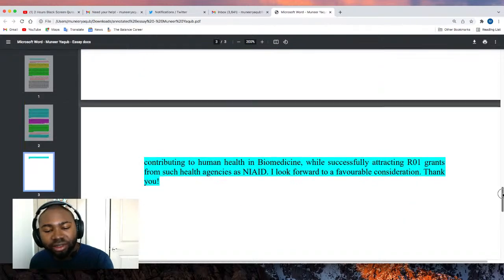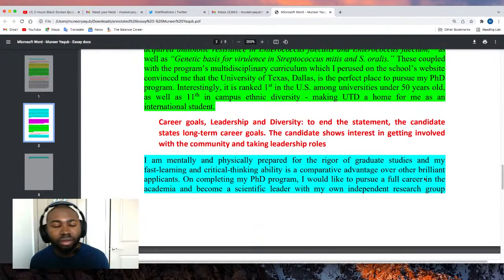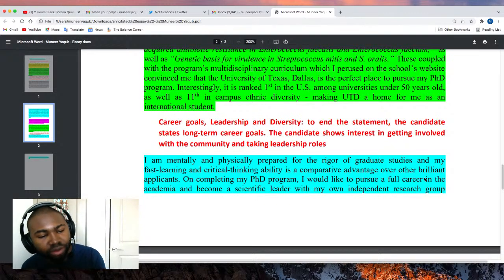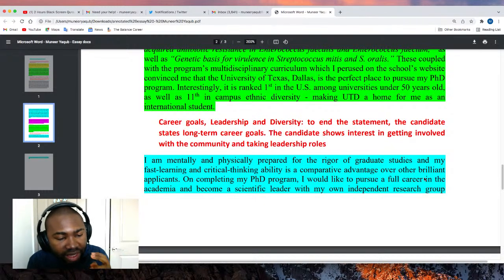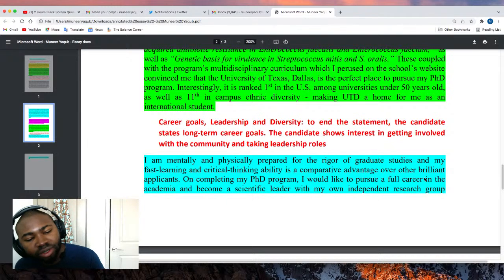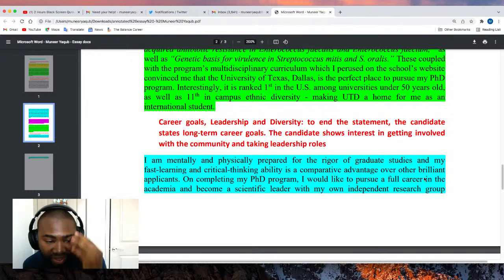Then the last paragraph is about my career goals. Okay, so after the PhD, what am I going to be doing? When people ask you, where do you see yourself in the next 5 years or 10 years or whatever? So that's where you want to end your SOP. If we admit you into this PhD program, what do you want to use it for? That's the most reasonable place to end your essay.